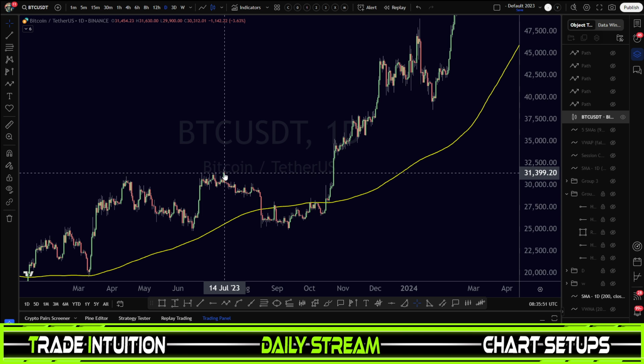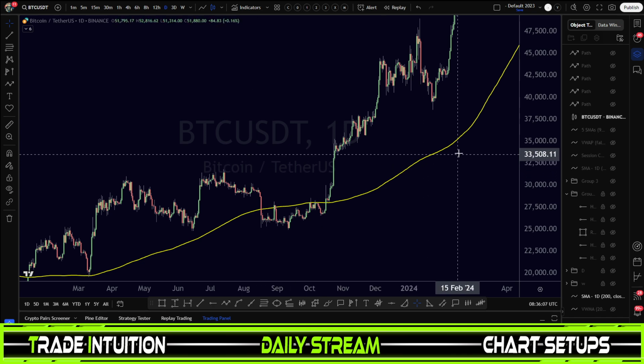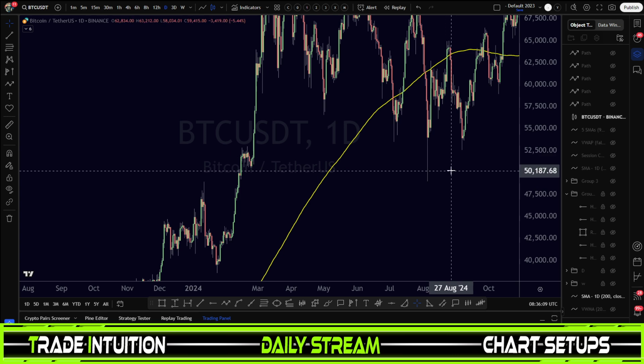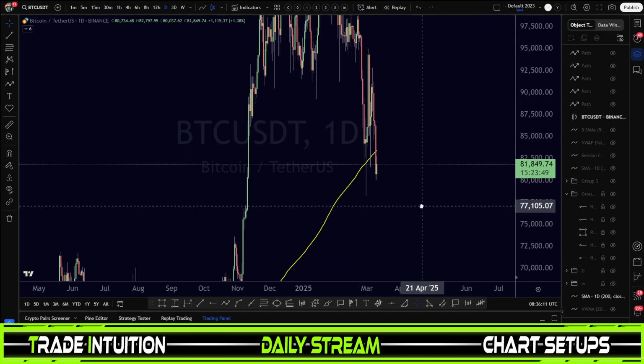So we have fair value gaps that are, in my opinion, about a 4. We have order blocks that I would say are maybe a 6 or 7. And again, it just varies. But it's just to show you the strength of the potential support resistance that we might get. With that in mind, let's go ahead and look back at this.